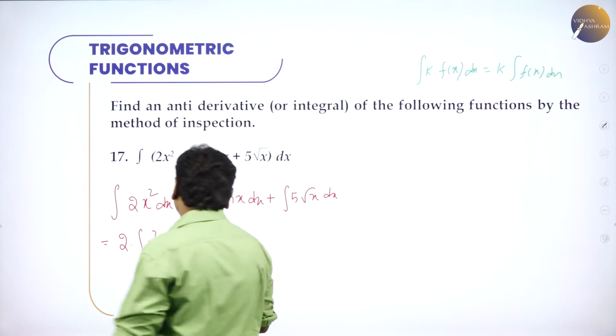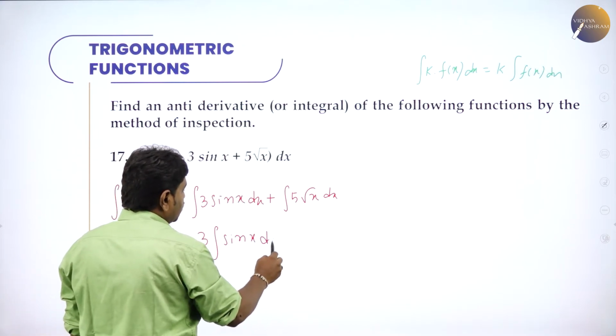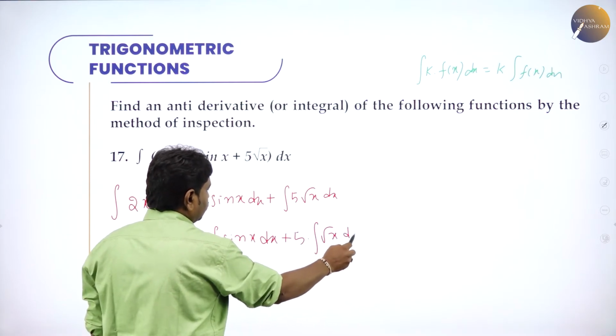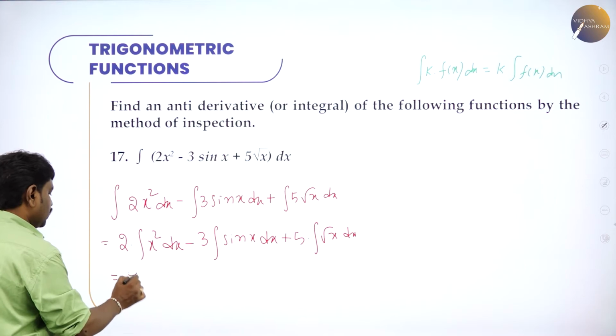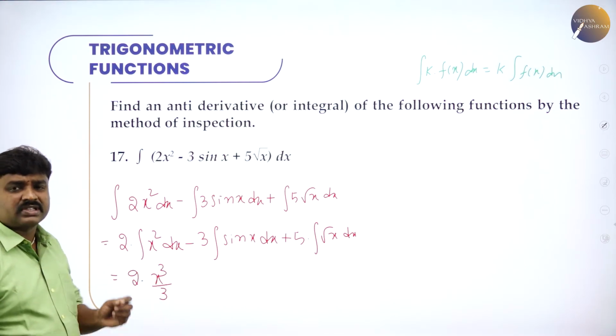So now, the integration of 3 is constant, take it out, integrate what? Sin x with respect to x. Again 5 is constant, take it out, integrate root x with respect to x. Simplify, so 2 into what is the integration of x square? x cube by 3. Now it is in the form x power n. What is the integration of x power n?